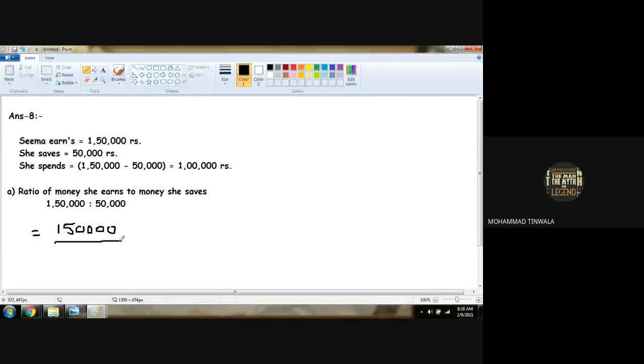1,50,000 upon 50,000. The four zeros got cancelled. 5 3s are 15 and 5 1s are 5. So we got the remaining 3 upon 1. So our ratio is 3:1.